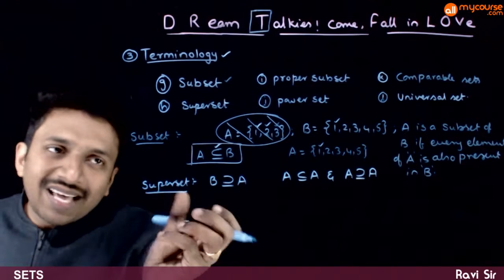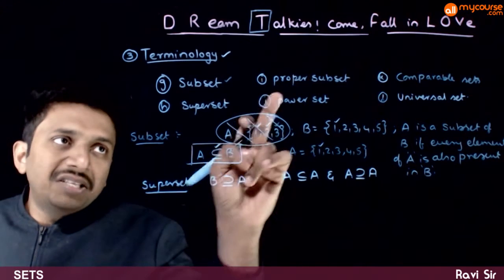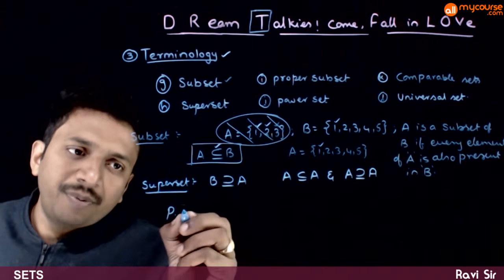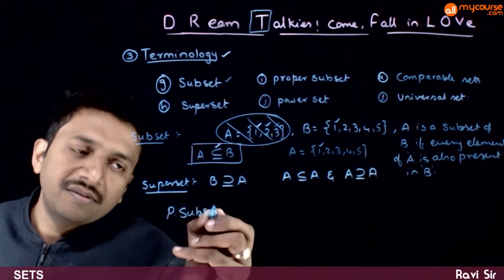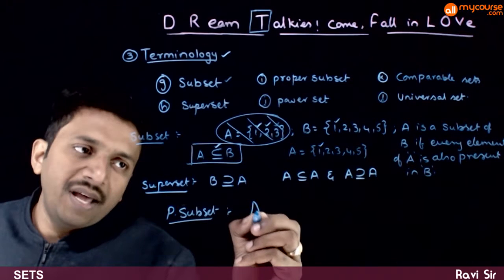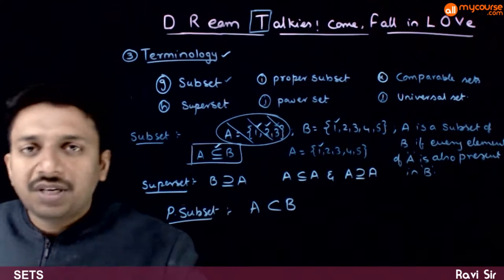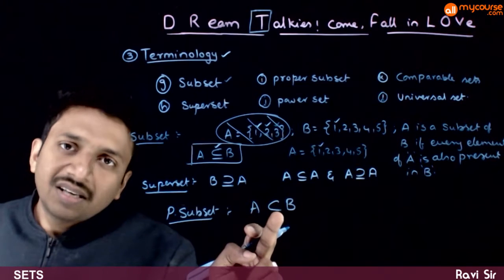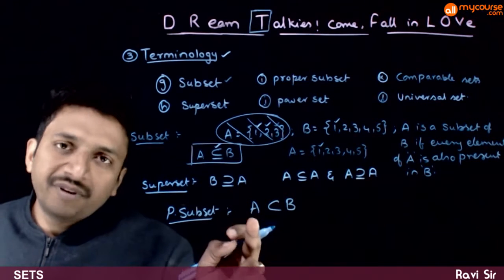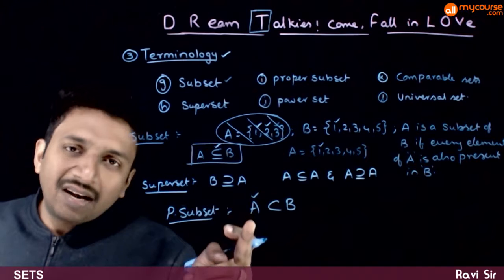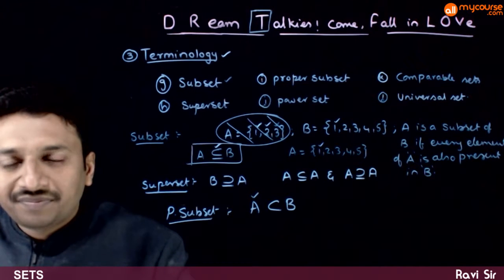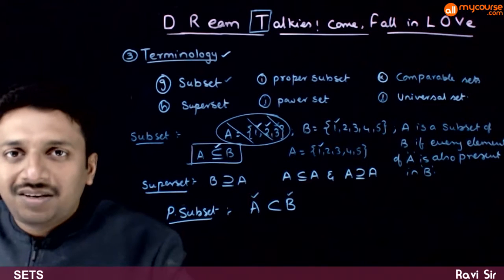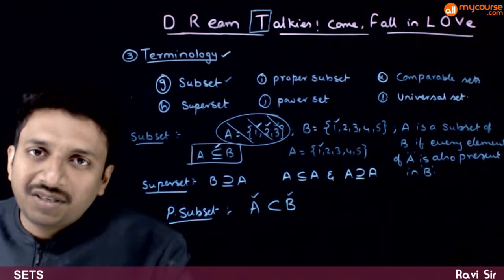And superset is the exact opposite for subset. Next you have something called proper subset. So proper subset is denoted by A is a proper subset of B without the equal to. A is a proper subset of B if A is a subset of B and A is not equal to B. So B should contain at least one element which is not present in A. Then it is called a proper subset.